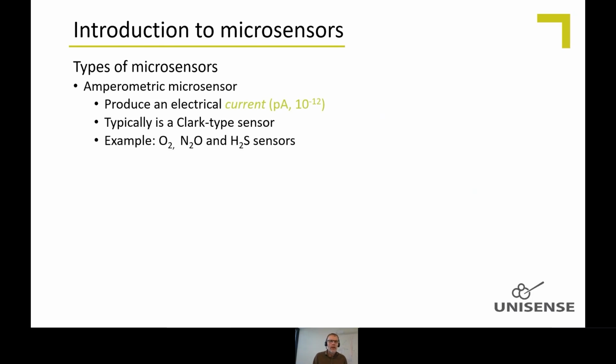Basically, we have the amperometric microsensors, those that produce an electrical current as a signal in the picoamp range, 10 to the minus 12th amp, that is. It's also called a Clark sensor. It's all our gas sensors, actually: oxygen, nitrous oxide, and so on. And when I say gas sensors, that means that they are measuring gases, but they will be able to do it both in liquid and in gas phases.